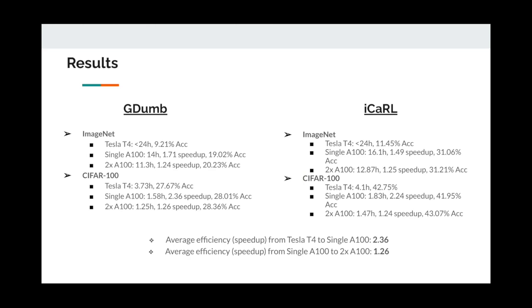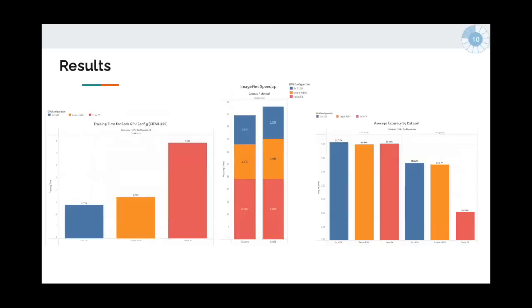Something to note is that the average efficiency speedup from a Tesla T4 to the A100 was 2.36. This might actually be larger if it ran for over the 24-hour time. And the speedup from a single A100 to 2 A100s was 1.26, which is also good. I just have some simple visualizations here that illustrate those results.